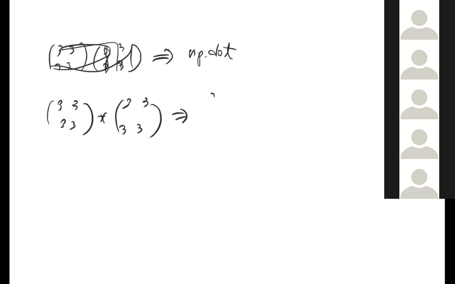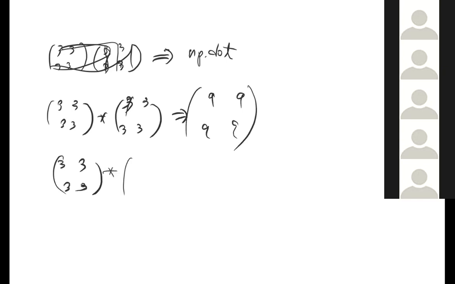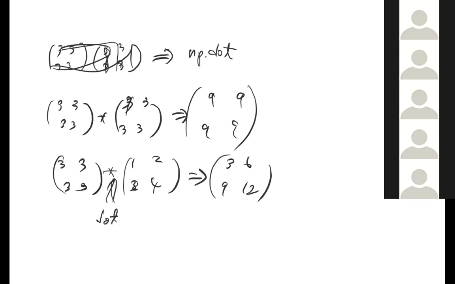So it is like 9, 9, 9, 9. And if it was 3, 3, 3, 3 and 1, 2, 3, 4, it would be 3, 6, 9, 12. But if we use the dot operator here, then it'll be like 3 times 9, so 12 here, 6 times 12 is 18 here. You can basically see what I mean.